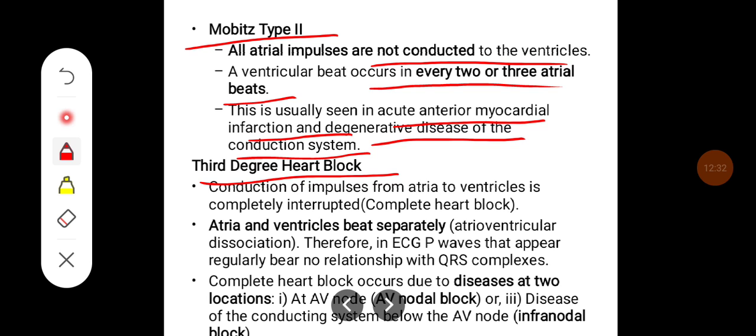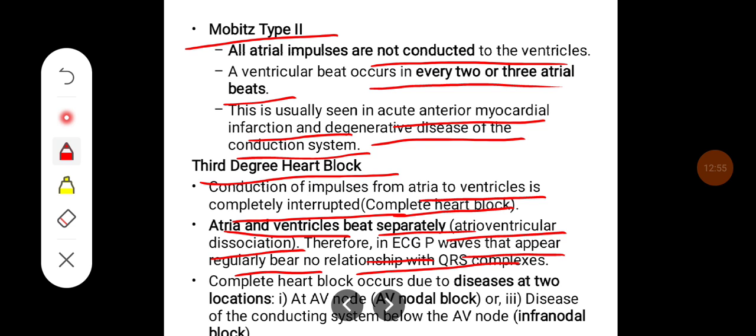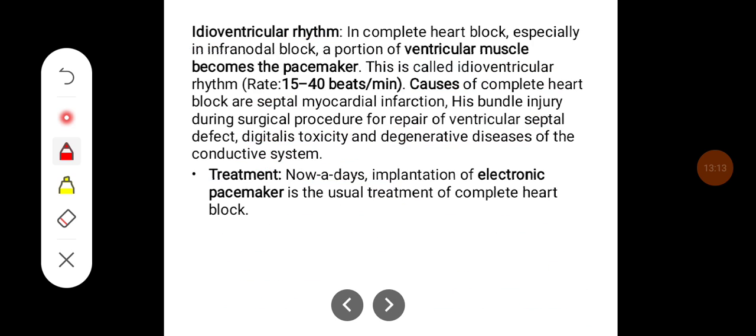In third degree heart block, the conduction of impulses from atria to ventricle is completely interrupted, so it is called complete heart block. The atria and ventricles beat separately. This is also called atrioventricular dissociation. Therefore, in ECG, P waves that appear regularly bear no relationship with QRS complexes. The complete heart block occurs due to disease at two locations: at the AV node, which is called AV nodal block, or disease of the conducting system below the AV node, which is also called infranodal block.